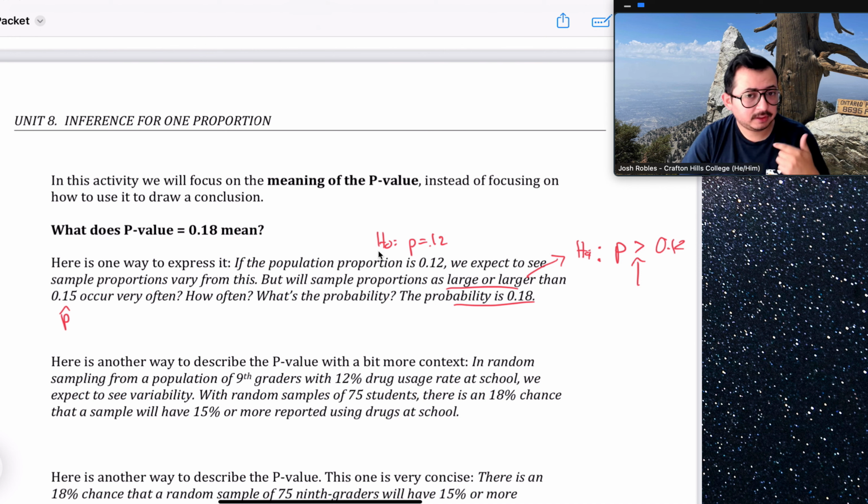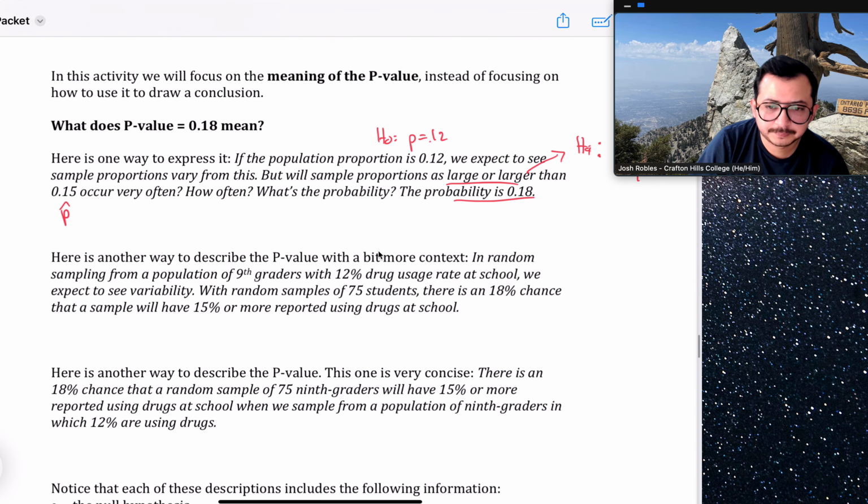So the p-value is built on the assumption that the null is true. If you want the court case example, there are no real probabilities, but it's built on you assuming the person is innocent and then asking yourself some questions about that.